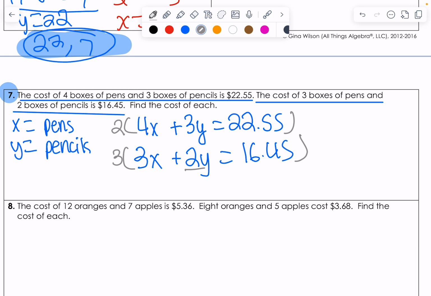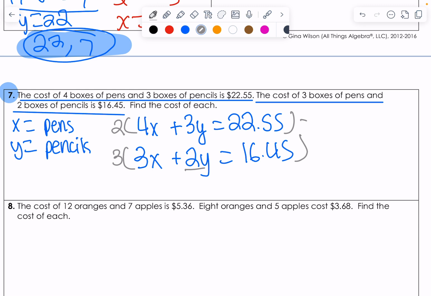Okay, the only reason I do this is because it's going to guarantee me that both of the coefficients of y become a 6. 2 times 3 is 6, 3 times 2 is 6. I can then subtract the two equations to eliminate y. That's the whole reason behind doing this. Okay, so let's do that math.